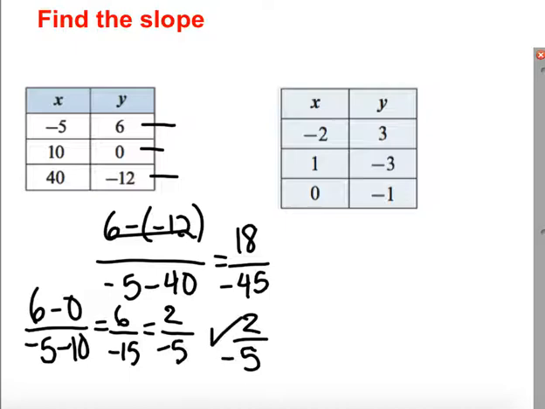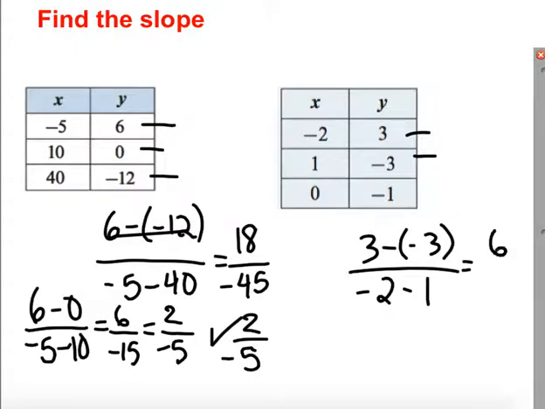And again, we can do it on my second table, and I'm going to pick, sure, these two, it doesn't matter. So 3 minus a negative 3 over negative 2 minus 1. And we get 6 over negative 3, so our slope is negative 2.